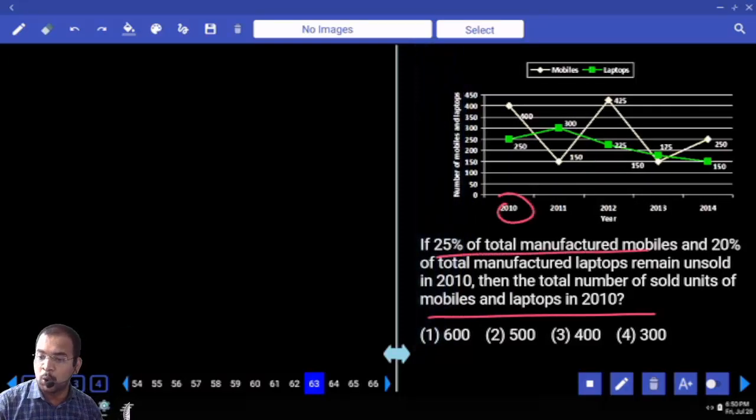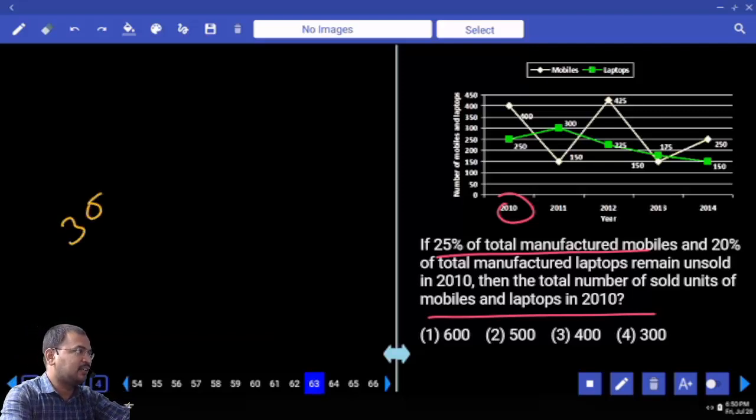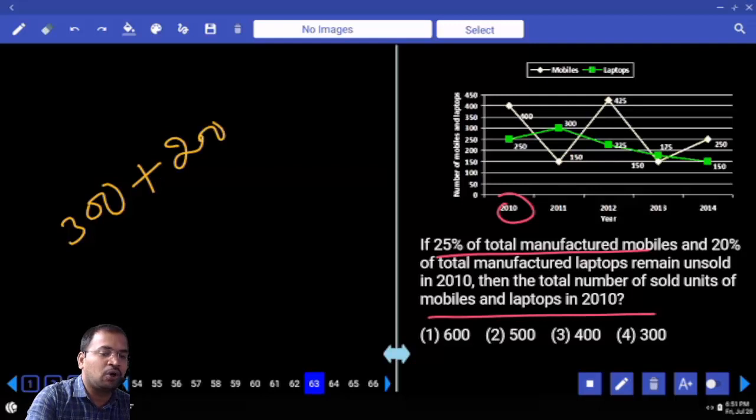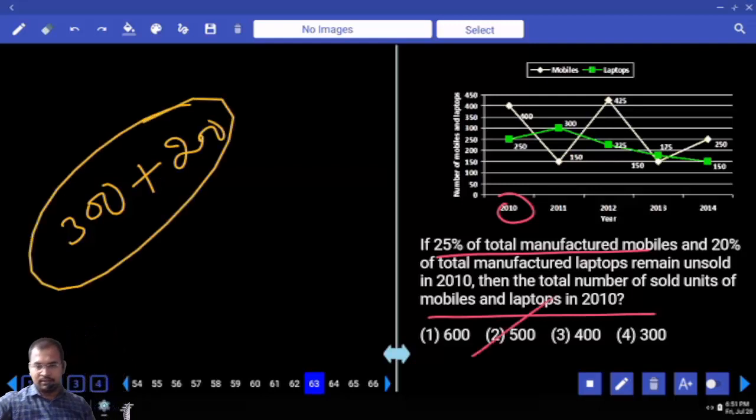25% unsold. 25% of mobiles na. First of all, mobiles are how many? 400 na. 25% unsold is nothing but 75% sold only. 75% is nothing but 3 by 4th na. 3 by 4th of 400 is nothing but 300 na. We need unsold. We don't want sold. Next, coming to laptops. 20% unsold. 20% unsold is nothing but 250, 20% is 50. 50 unsold is nothing but remaining 200 is sold. Therefore, total sold it is what? 500.